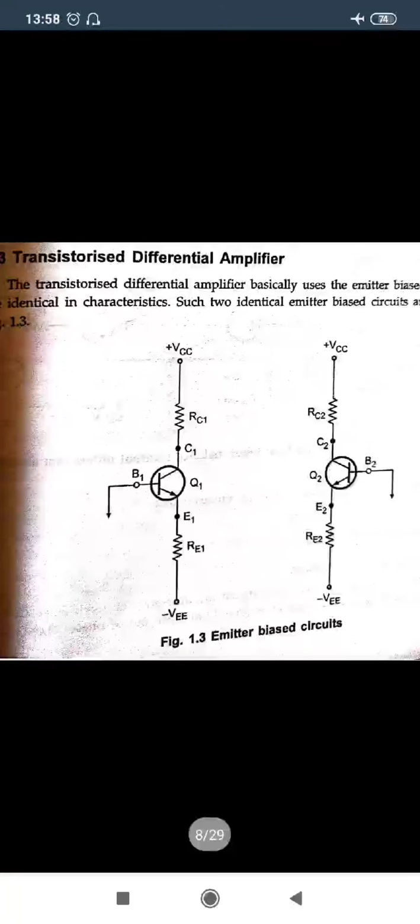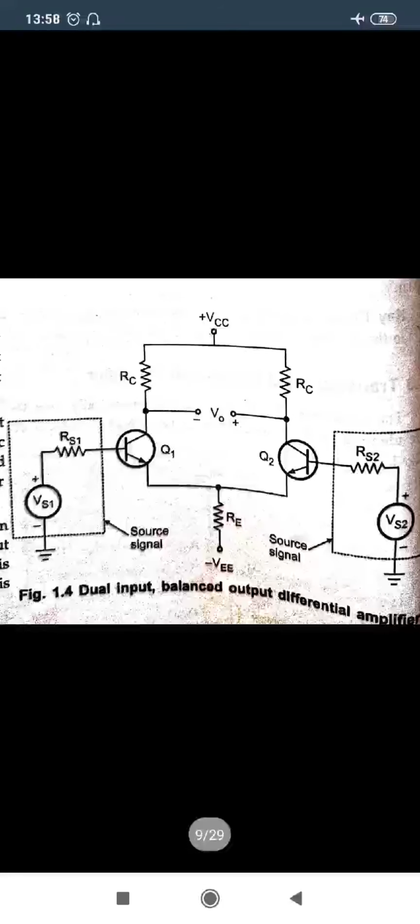Here is an example of a transistorized differential amplifier. We use two transistors, giving input at the bases of the transistors and collecting the output at the collectors of both transistors. Here we use the common emitter mode, with RE1 and RE2 in parallel and the supply attached to it, minus VE, and the common supply plus VCC. This is the dual input balanced output differential amplifier.